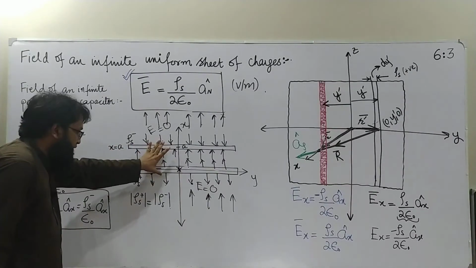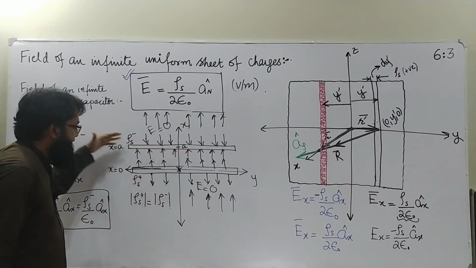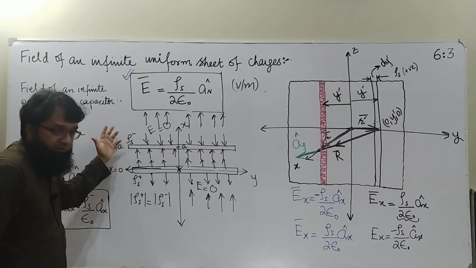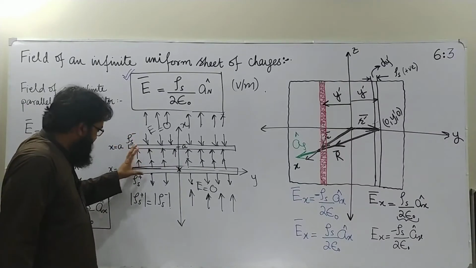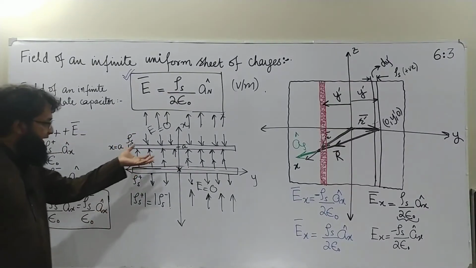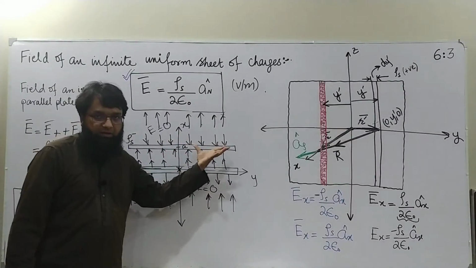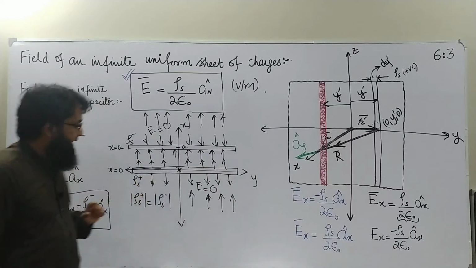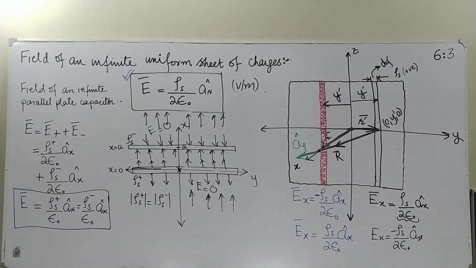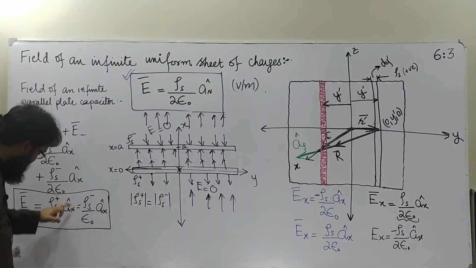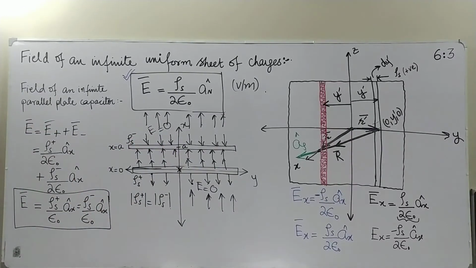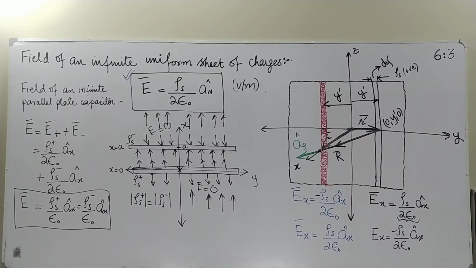And this is obviously the ideal case in which the areas of the sheets are infinite. But this result can also be used for the cases where the area is sufficiently large as compared to the spacing between the two parallel plates. So this result can be used for practical parallel plate capacitors with very little to no or negligible inaccuracies in the results.